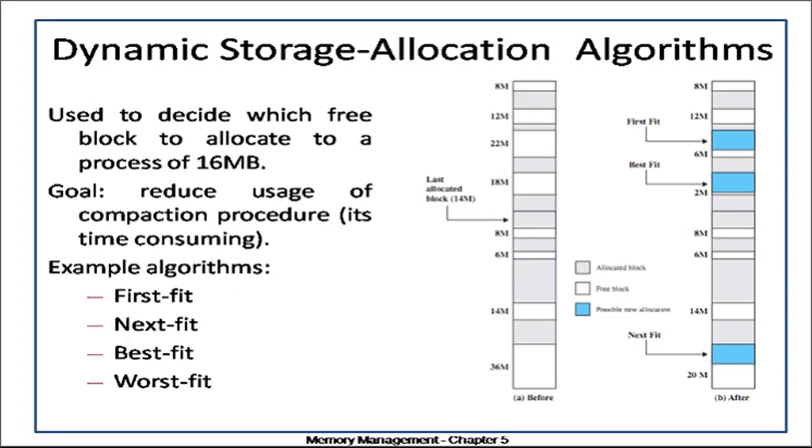So here is one example that will make the allocation algorithms clearer. In the first diagram, there are allocated blocks and free blocks. Allocated blocks are shown in grey and free blocks in white. There is also an indication of the last allocated block, which is of size 14 megabytes. This last allocated block is what we will need for the next fit logic.